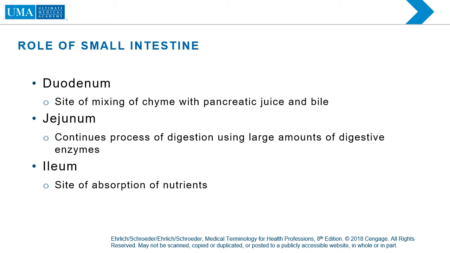The next structure below is the jejunum, and this secretes large amounts of digestive enzymes and also continues the process of digestion. And then below the jejunum, we have the ileum, and the primary function of the ileum is to absorb nutrients from that digested food.